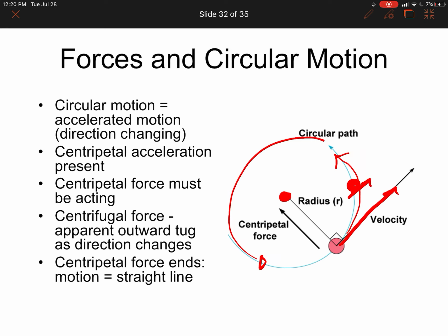So there are some other terms that you should know. Because it's accelerating and because it's going in this circular motion, it has centripetal acceleration happening, because it's changing direction. Centripetal force is acting on it.